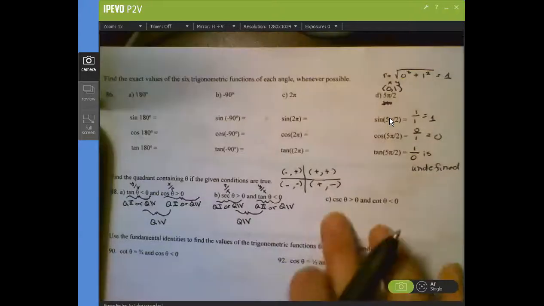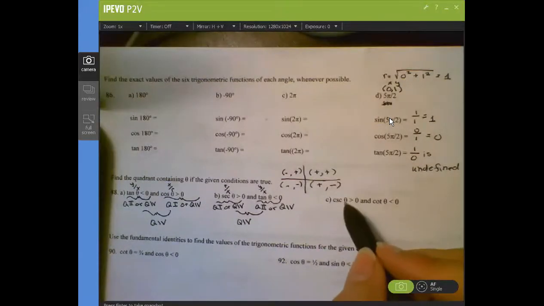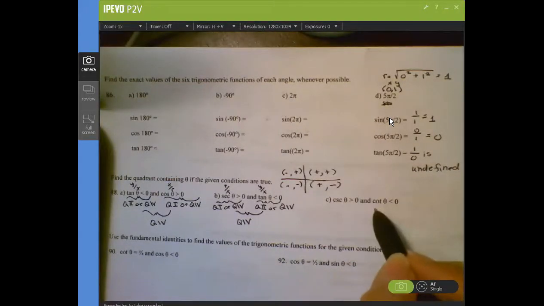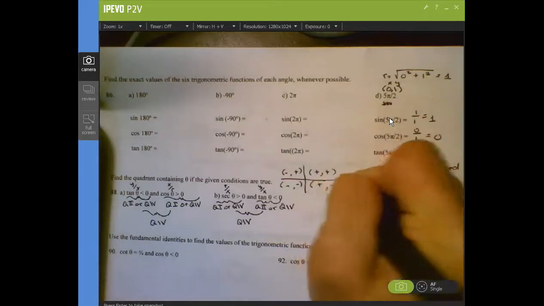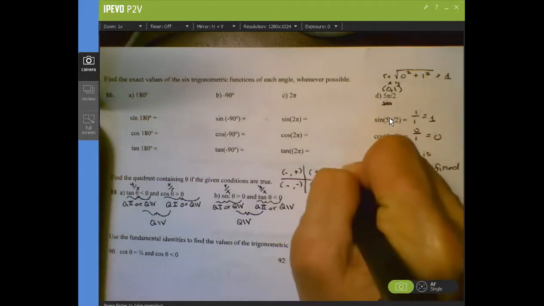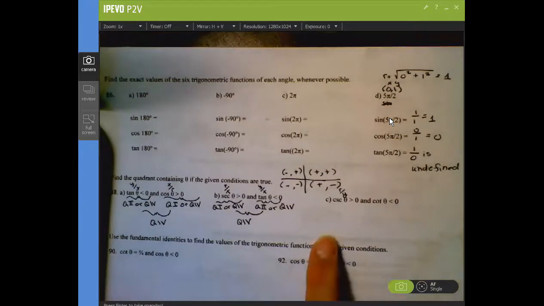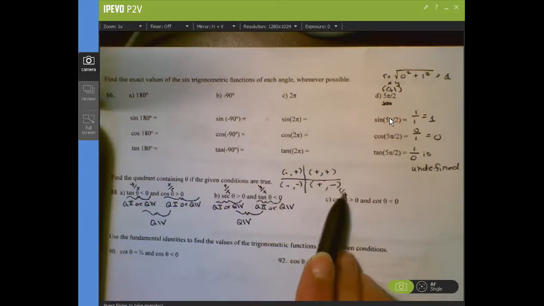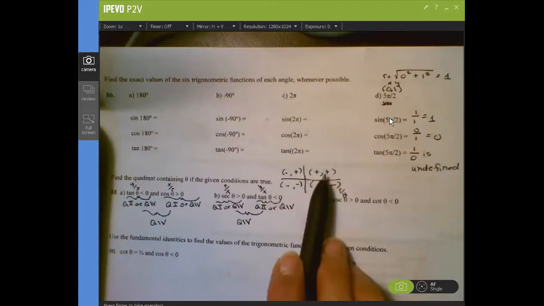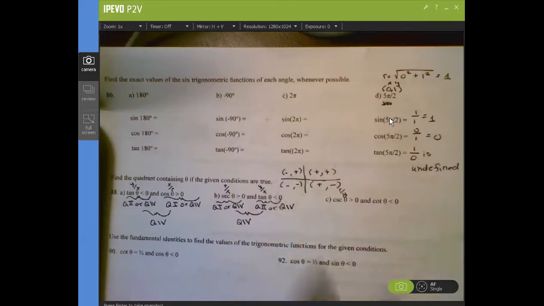All right, C part. We want to know where cosecant is positive and cotangent is negative. I'm thinking cosecant is the reciprocal of sine. Sine is y over r. So cosecant is r over y. But we know r is always positive. So we're really only looking for the quadrants where y is positive. And y is positive in the first quadrant and the second quadrant.